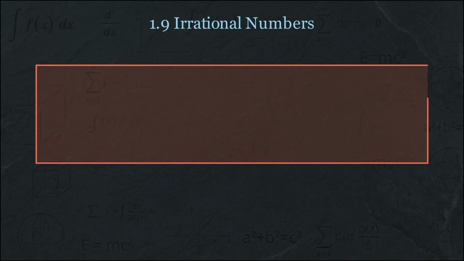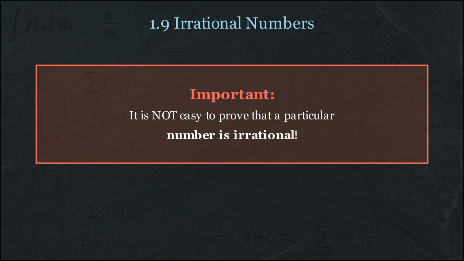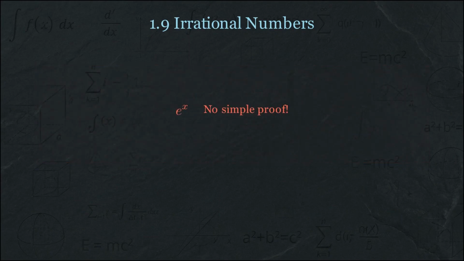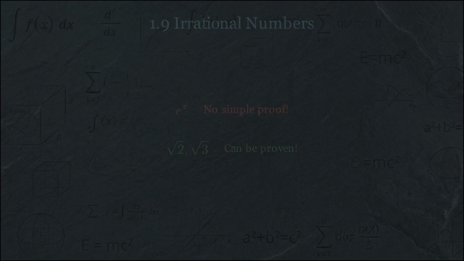Now here's something important. Ordinarily, it is not easy to prove that some particular number is irrational. There is no simple proof, for example, of the irrationality of e to the x. However, the irrationality of certain numbers, such as the square root of 2 and the square root of 3, is not too difficult to establish.